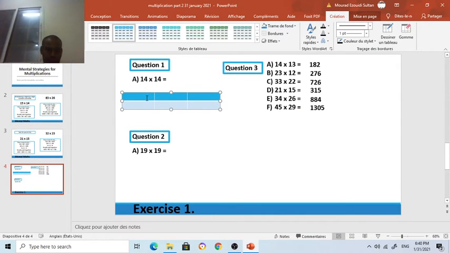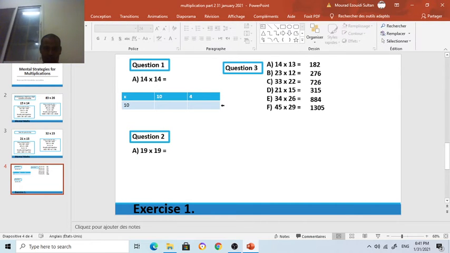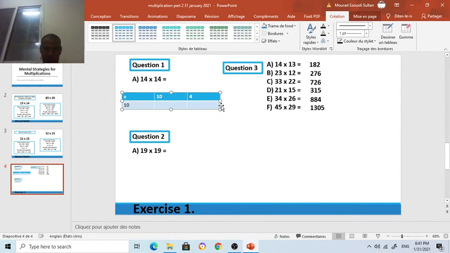So this one I will make multiplication. Then 14 I will write it as 10 plus 4. Then here, my learners, is 10, and here also is 4. I will come here and then make enter. Okay, I will make another copy.